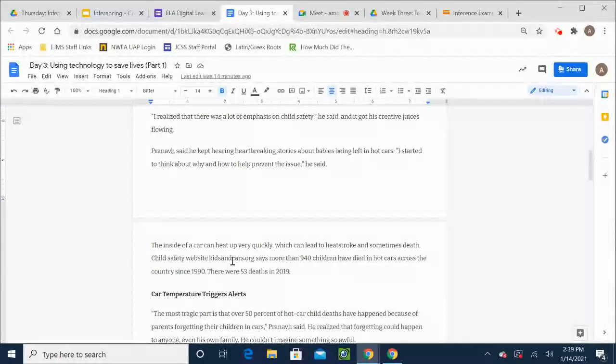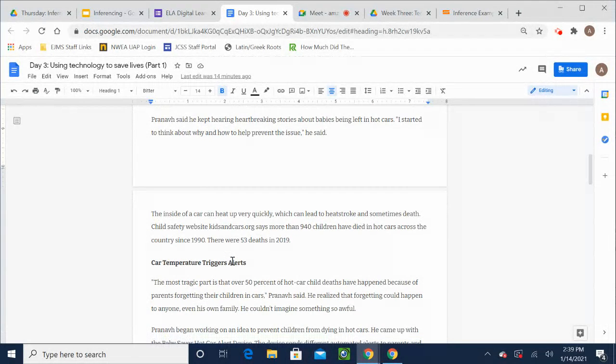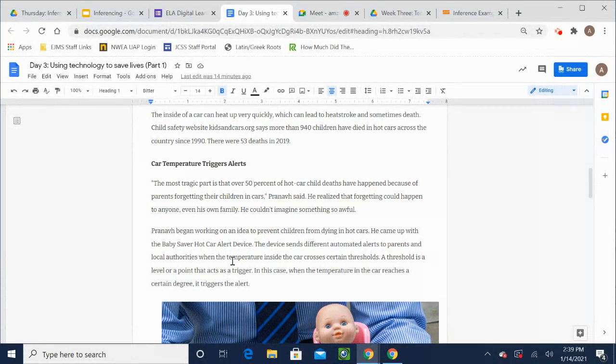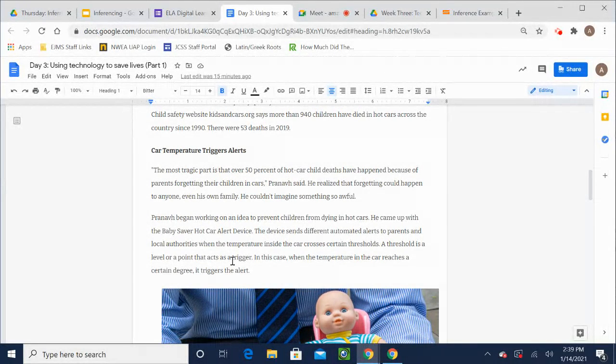Pranav said he kept hearing heartbreaking stories about babies being left in hot cars. "I started to think about why and how to help prevent the issue," he said. "The inside of a car can heat up very quickly, which can lead to heat stroke and sometimes death. Child safety website kidsandcars.org says more than 940 children have died in hot cars across the country since 1990.